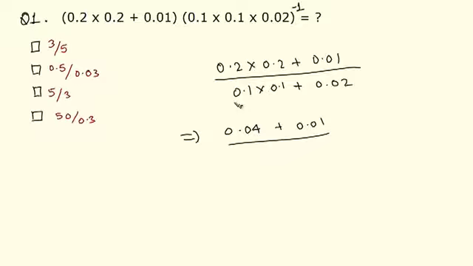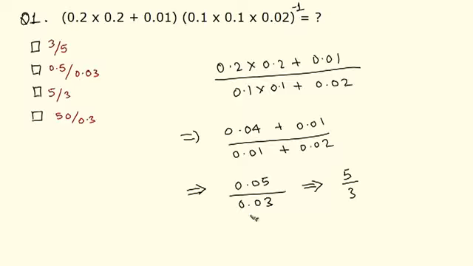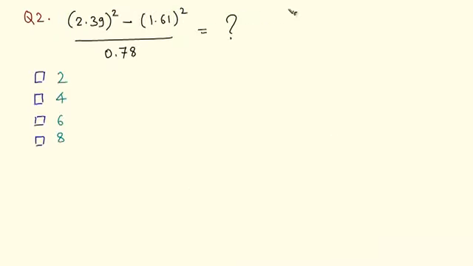0.01 upon 0.1 into 0.1 is 0.01 plus 0.02, which is again equal to 0.04 plus 0.01 is 0.05 upon 0.03. 1 plus 2 is 3, which is equal to 5/3. I can ignore the decimal point, and that's the answer, 5/3. Let's move on to the second question.